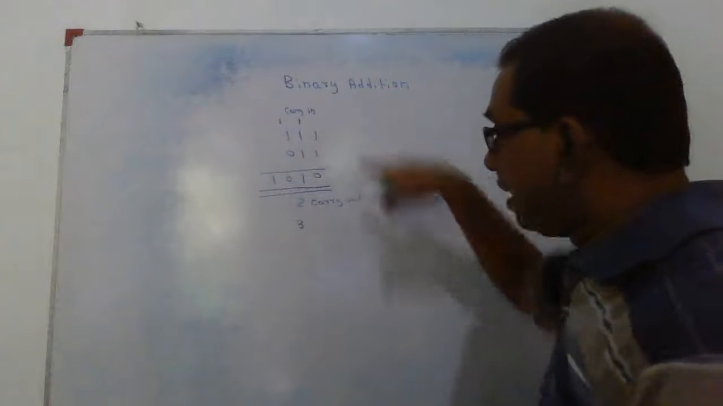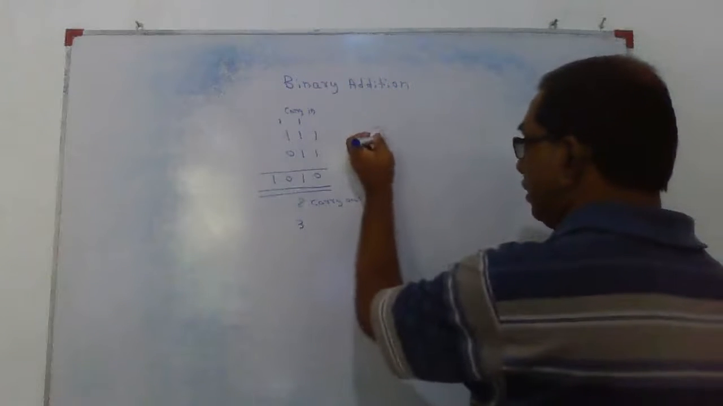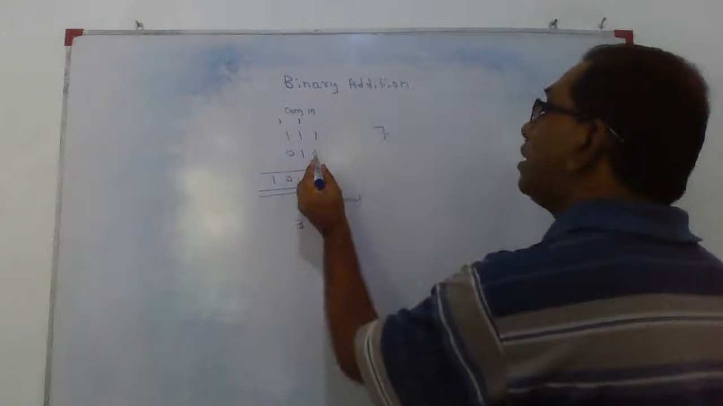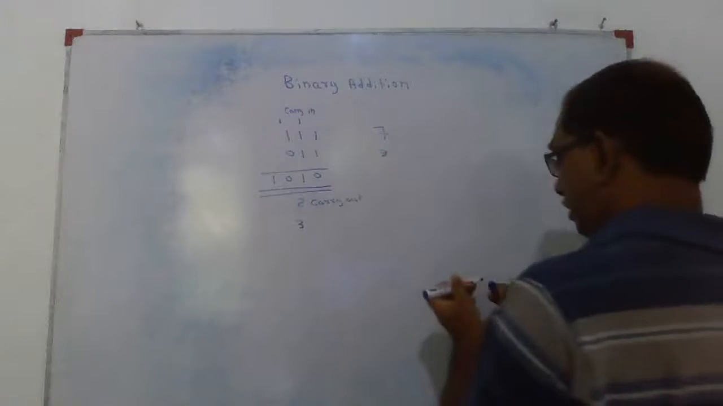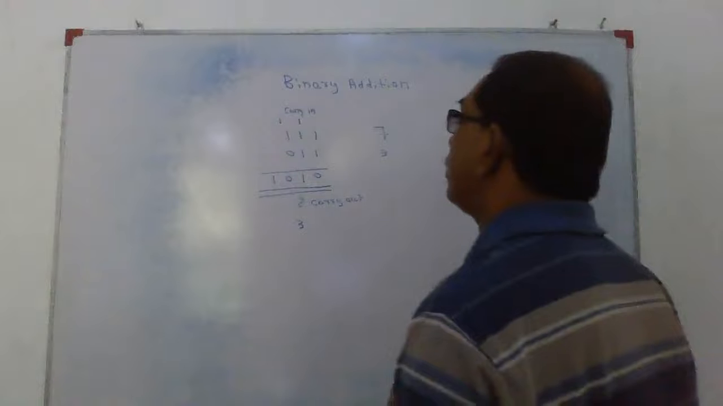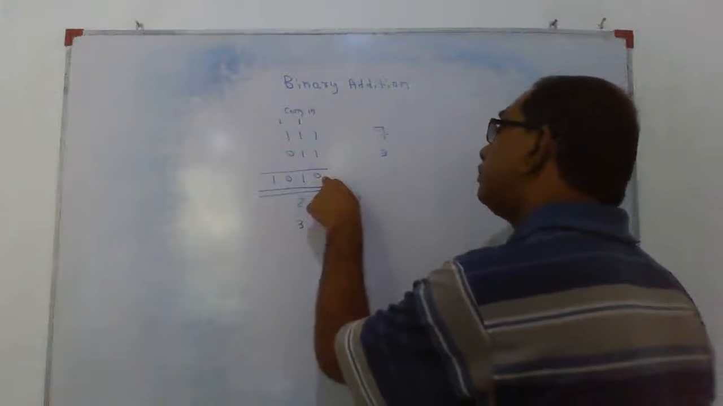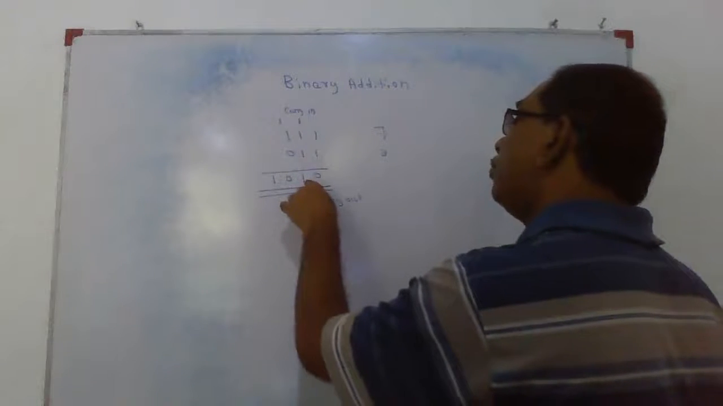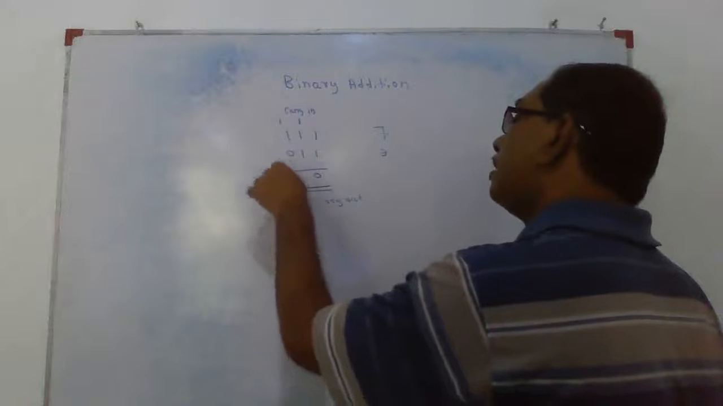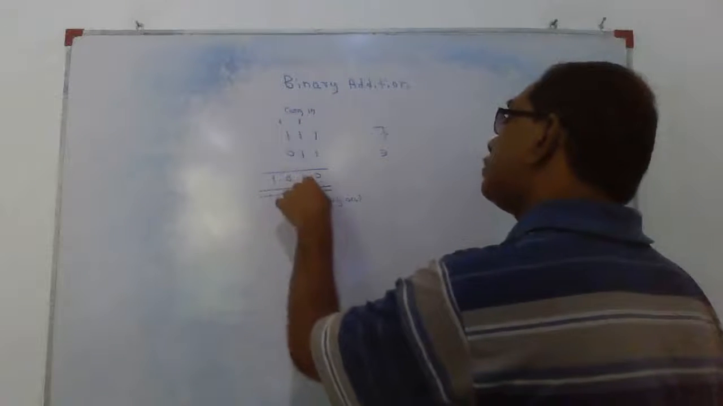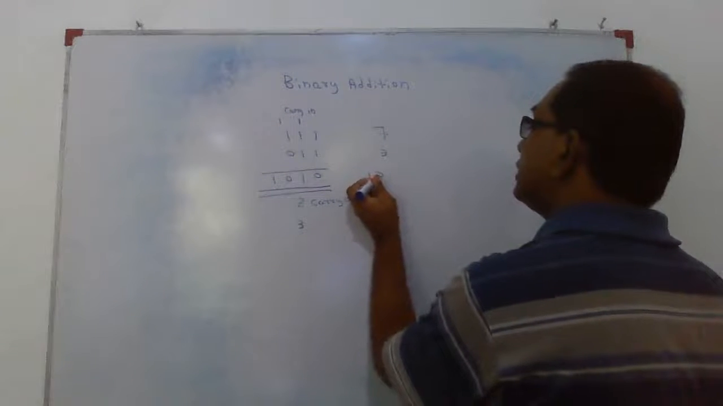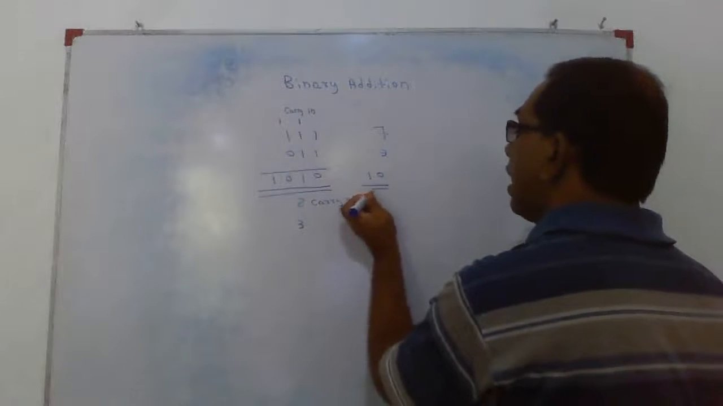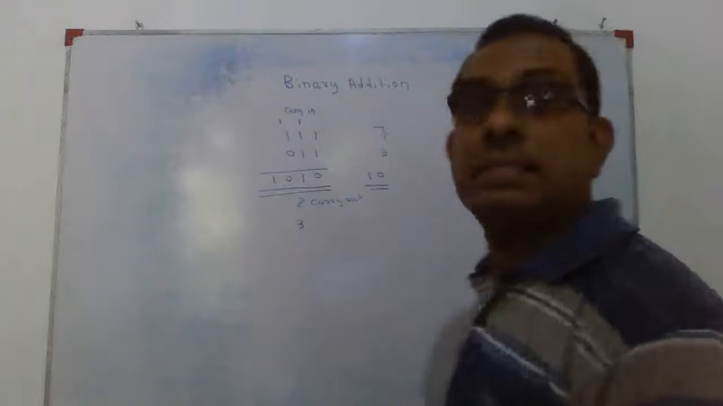Actually, what is this value? This is 7 in decimal. What about this 1 and 2? It is 3. How do you understand the total? 0, we have 2, we don't have 4, we have 8. 8 plus 2, it is 10. So 7 plus 3 is 10. This is the way of adding numbers.